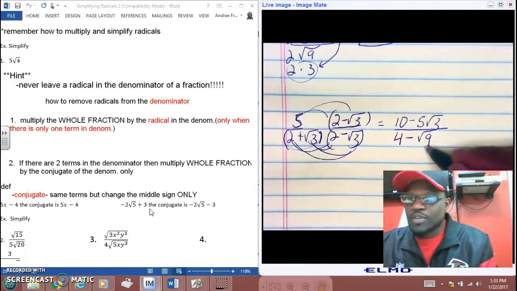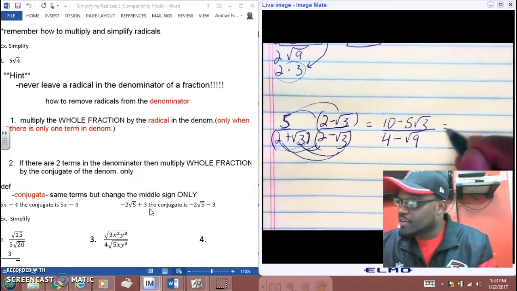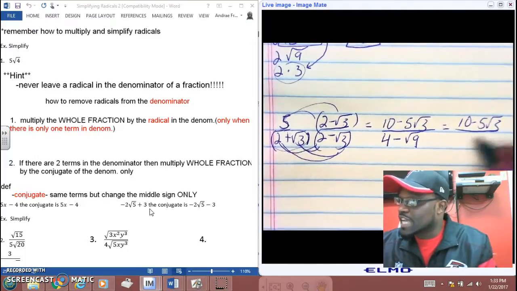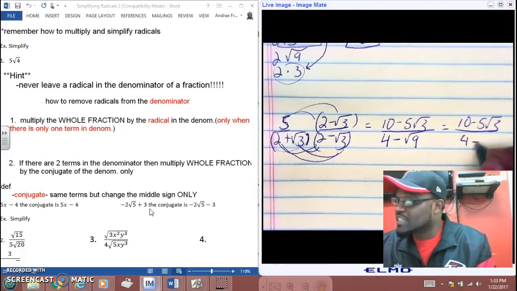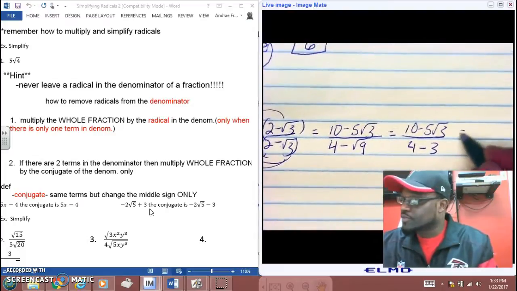Now, remember, we don't want any radicals in the denominator, but I still have one. So how do I fix that? Well, thank you for asking. This is actually 4 minus 3. Where did 3 come from? The square root of 9. So what's 4 minus 3? 1.